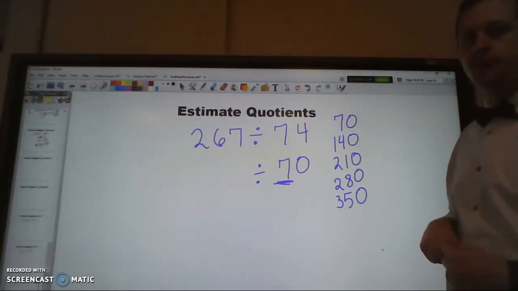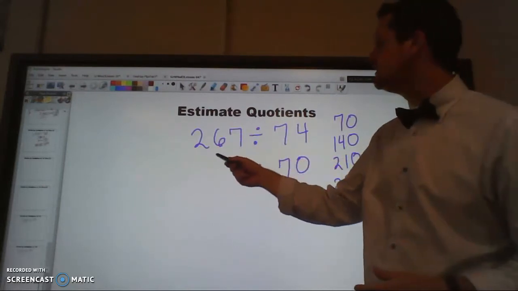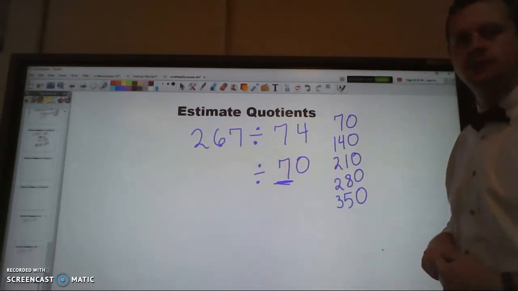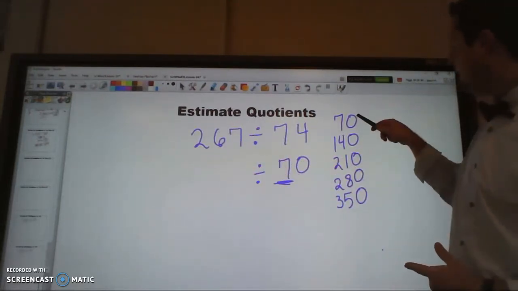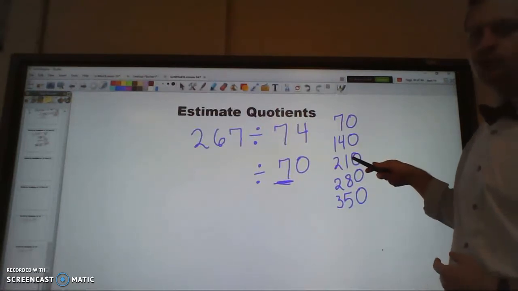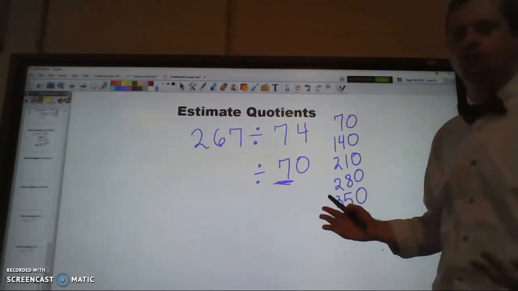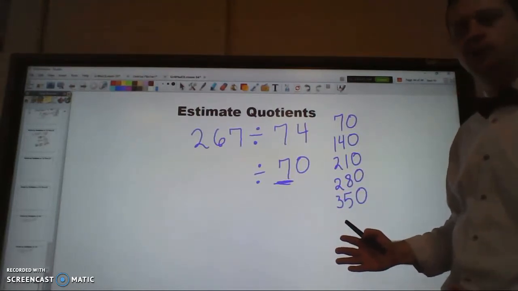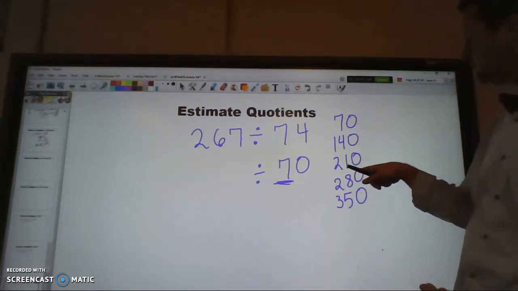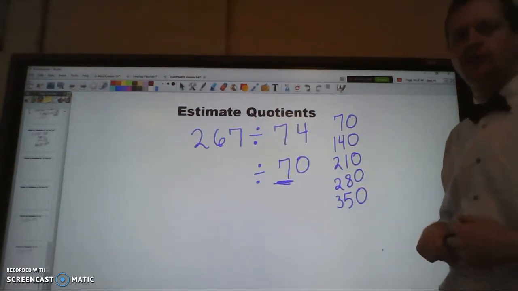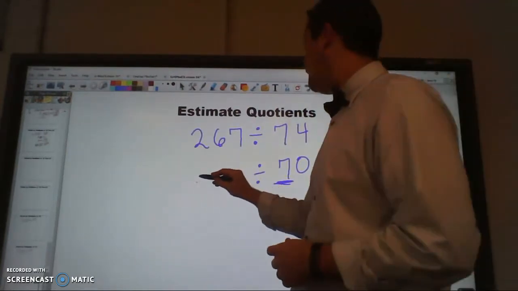So now, what is 267 closest to? Well, it's not that one. It's more than 210. It's less than 280. So now you have to think, which one is it closest to? Well, 267 is close to 280. So we're going to put 280 down here.